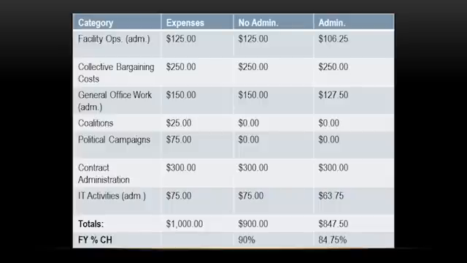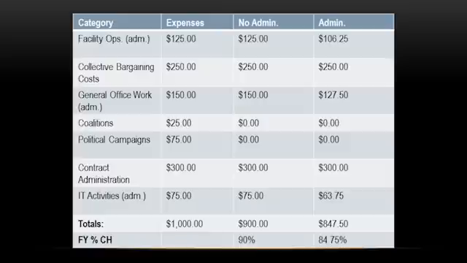The 90% chargeability amount was reached by adding all the expenditures except for the 100% non-chargeable expenditures, in our example, the coalitions and the political campaigns, and dividing that number by the total expenditures, which in our illustration is $1,000. This is an example of the formula OEA was using to calculate the annual chargeability rate, which determines, as you know, the forced fee amount.